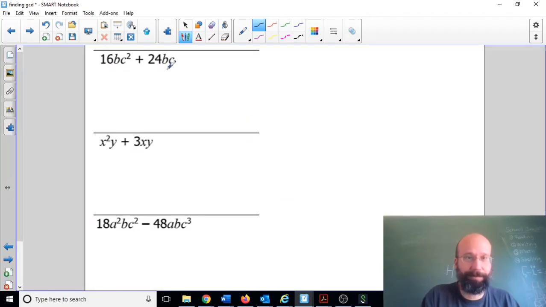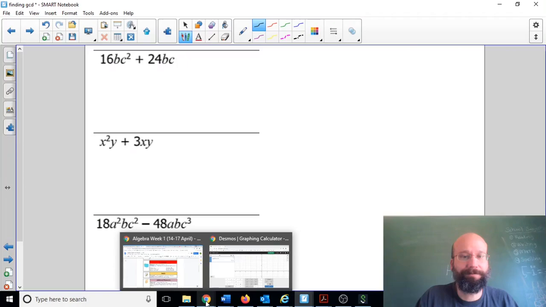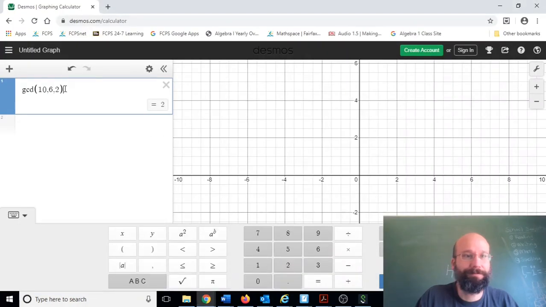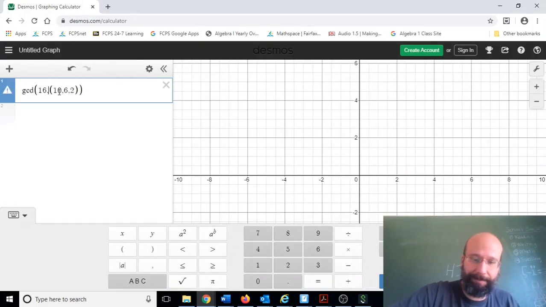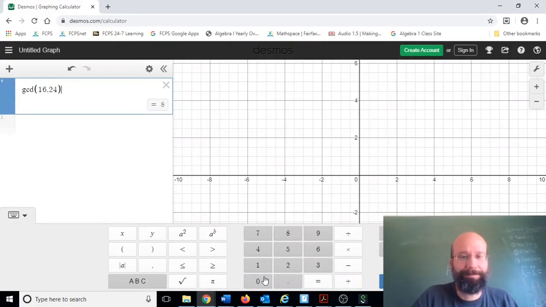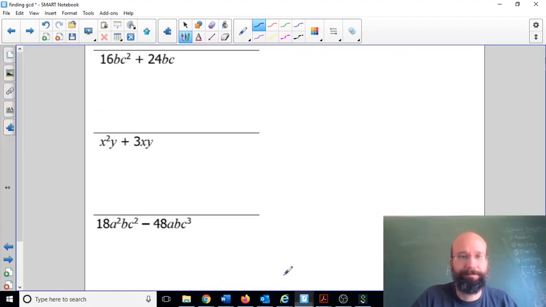We're going to do these. So 16 and 24, we're going to use Desmos. We're going to put in 16, and it tells us that it's 8. So we know we're going to take out an 8. And now we look to see if they have the same variable. This one has a b and this one has a b, so we can take out a b because they both have it. All the terms have a b. The smallest b is just 1, so we can take out that.